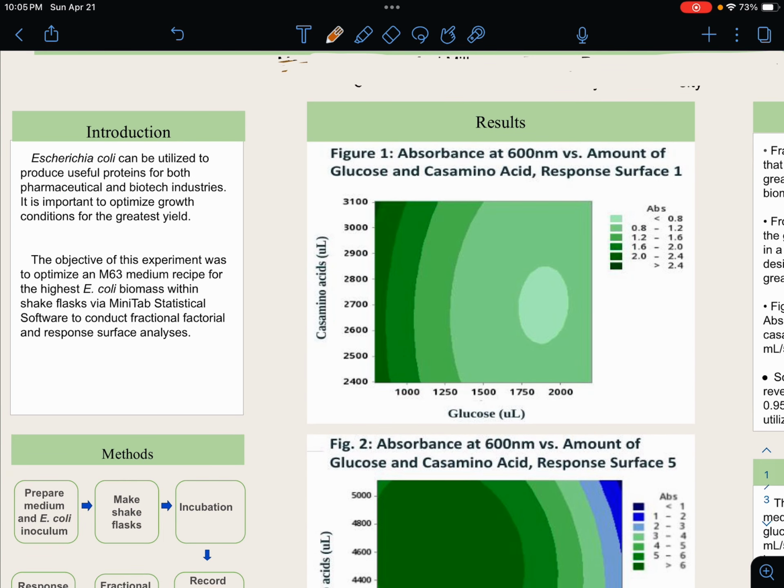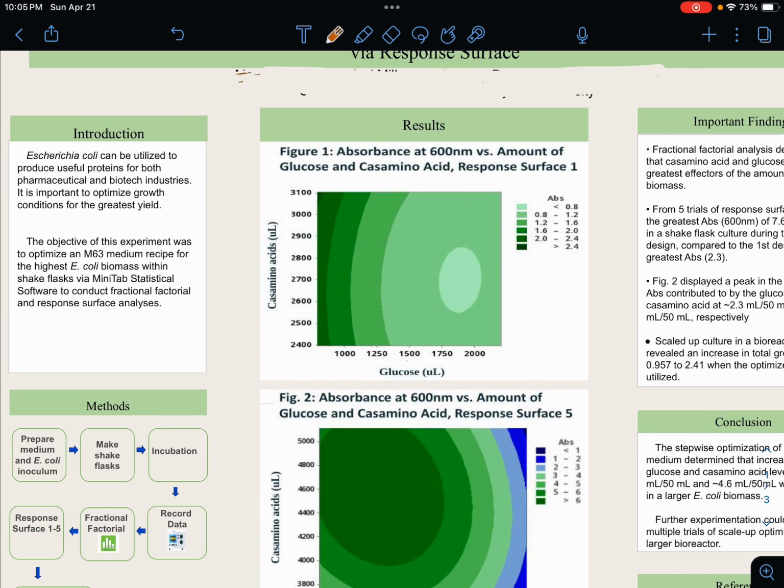The objective for the experiment was, of course, to optimize this M63 medium recipe for the highest amount of the biomass of the bacteria. The methods used would be the shake flask method, as well as Minitab statistical software. We're using this computer programming instead of doing the traditional screening methods throughout the whole time of the experiment in order to streamline it, and to apply statistics and statistical analyses to help design the response surfaces as well as the fractional factorial to really hone in on which nutrients were actually affecting the growth the most.